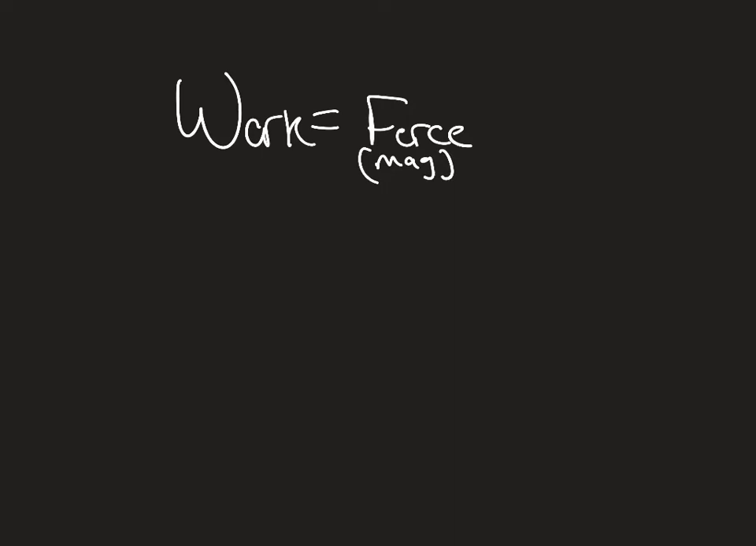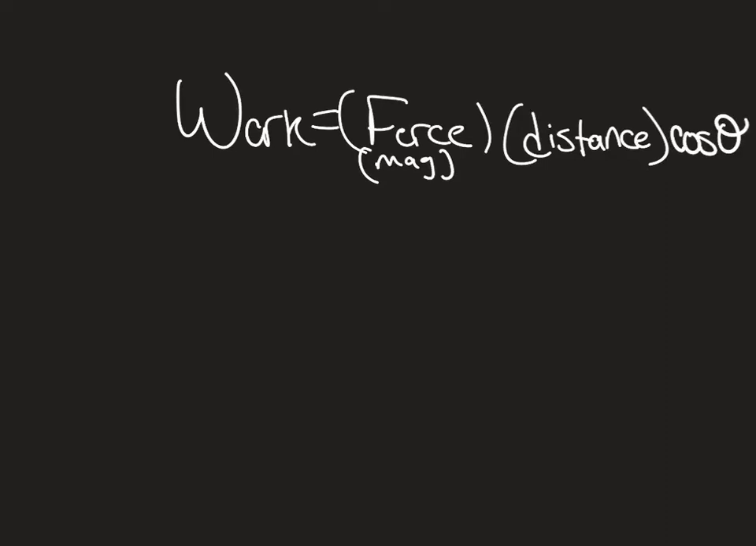If you've taken physics, you may have learned this, but the definition of work is equal to some force, and it's really the magnitude of the force over some distance. And if you didn't go perfectly horizontally, then it's cosine of whatever angle you were at. So you're going to multiply all that together.